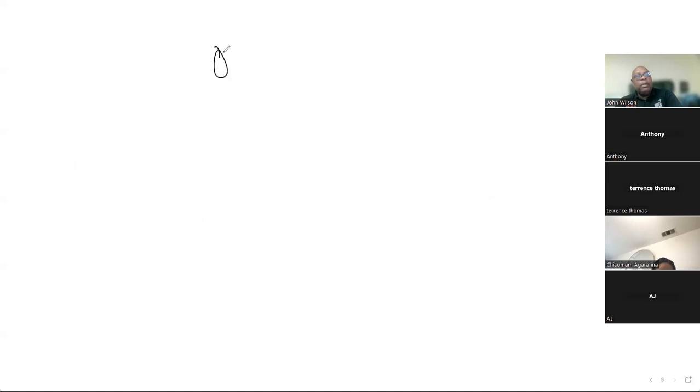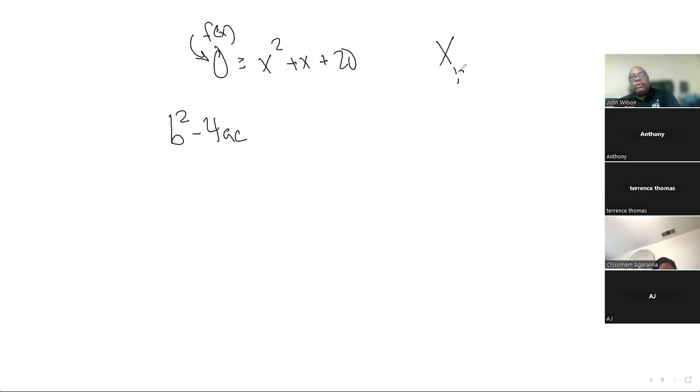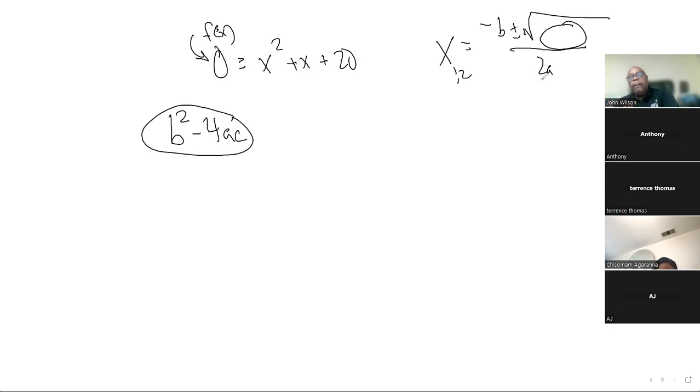So we have 0 equals x squared plus x plus 20. I said f of x equal to 0, right? So we need the quadratic formula. Let's first figure out what b squared minus 4ac equals. Then we can deal with the quadratic formula, which is minus b plus or minus that right here, all over 2a. So we're going to do that right there first. So we do it first, and what do we get?